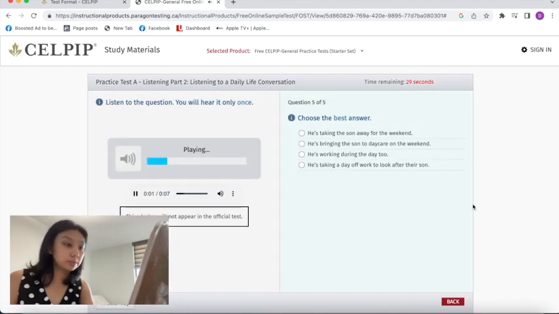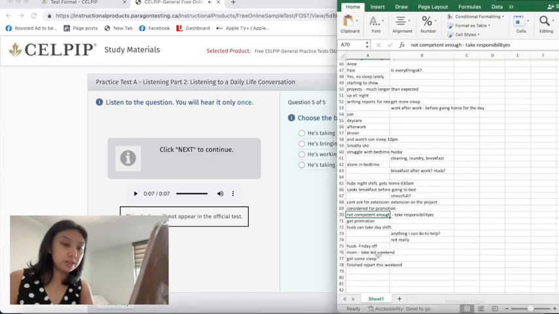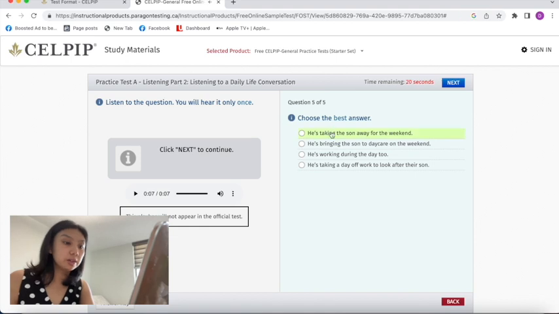Question 5. What is her husband doing to help her finish the reports? So, sinabi niya here that the husband will take Friday off. So, from here, he's taking the son away for the weekend. No, that's the mom. No, he's working during the day. He's taking a day off work because he's gonna take the Friday off.